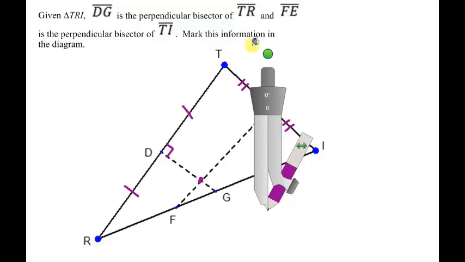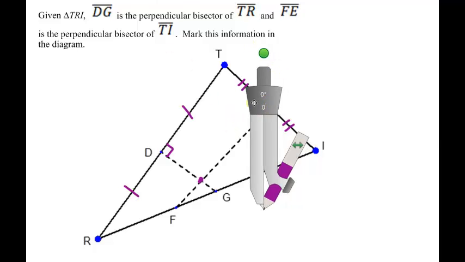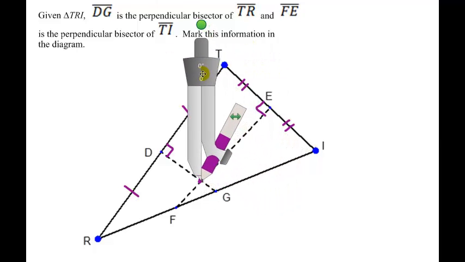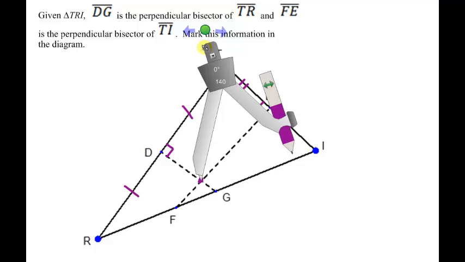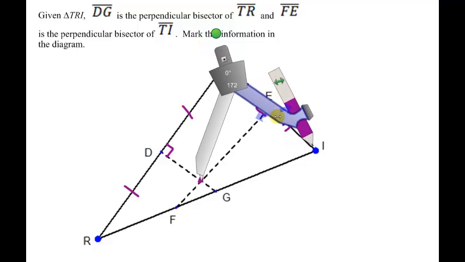Here's my little computer compass guy, and I'm going to position him so that his anchor is right there at that circumcenter point. And then when I open him up so that he comes out to I, I'm going to get this adjusted a little bit. It's a little bit tricky.